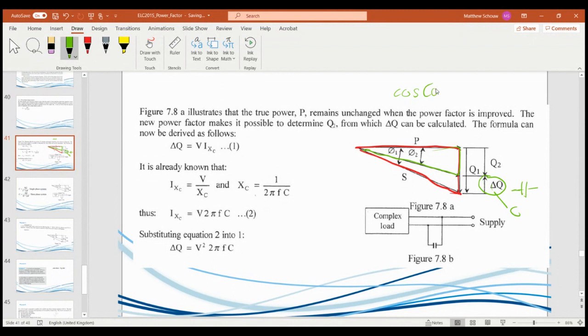Cos of 0 is 1. And if cos is 1, it'll be perfectly flush with P. It'll be perfectly in line with P. So does it make sense?